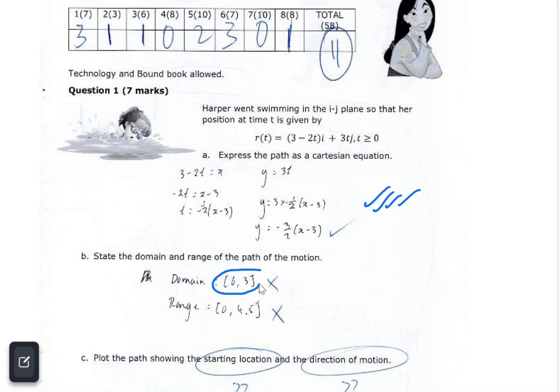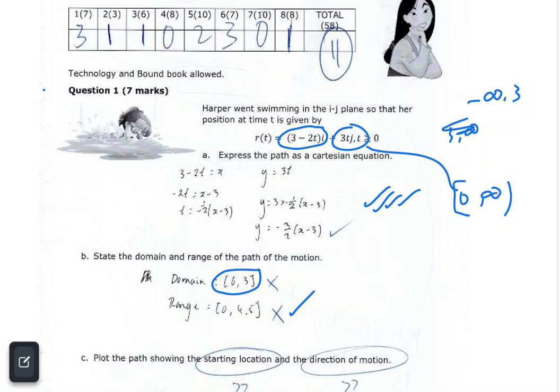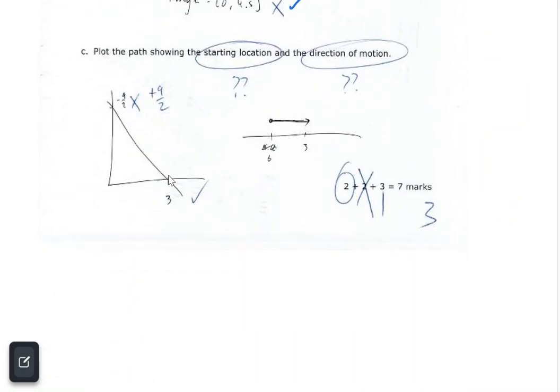The domain of the Cartesian equation is the range of this, and the range of this is 3 to negative infinity, so minus infinity to 3. And the range of this will be the range of this, which should be 0 to infinity. As a result, we needed to draw this in this direction.